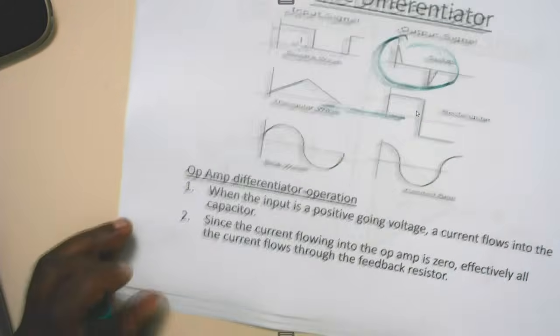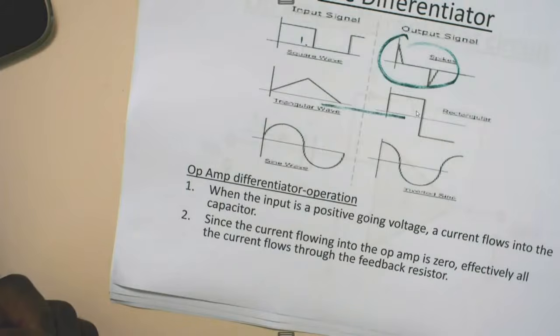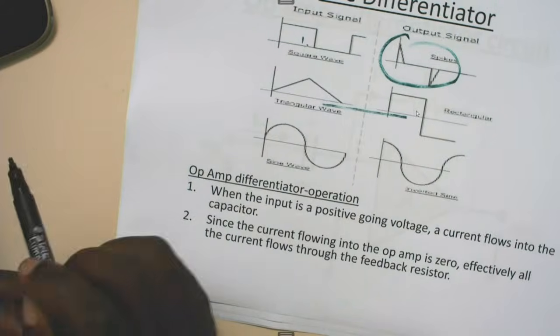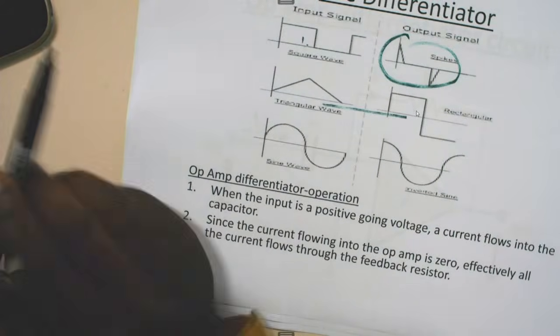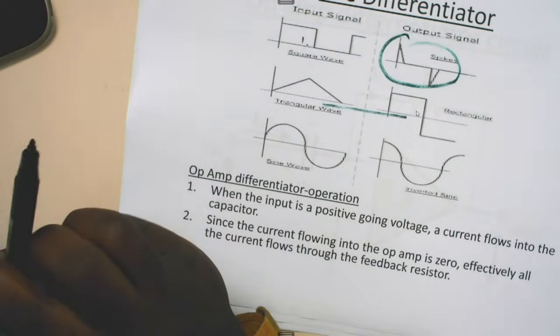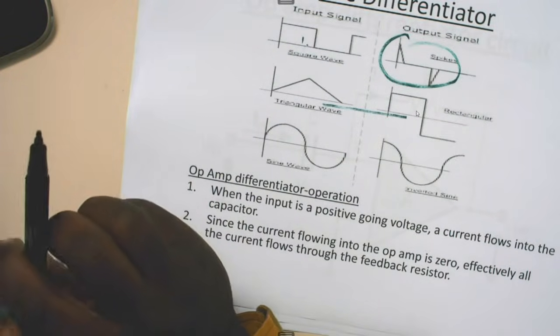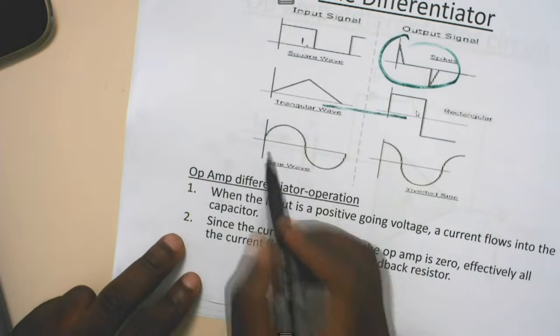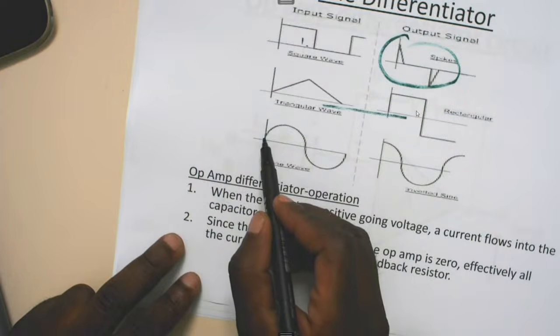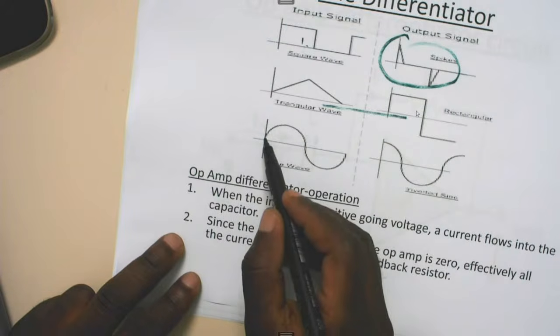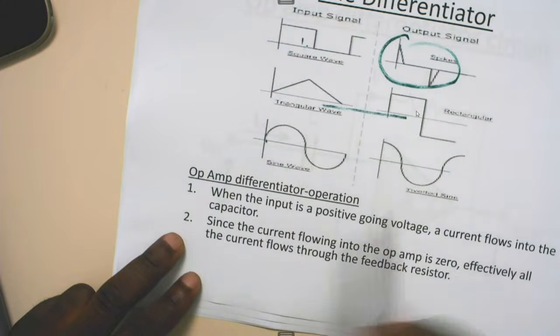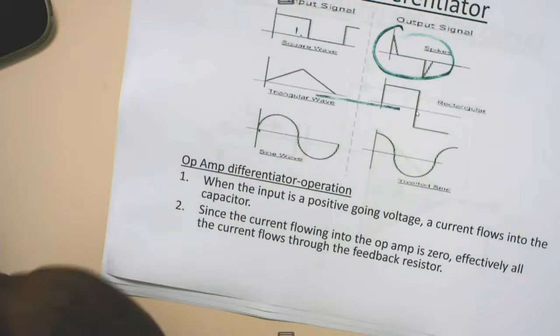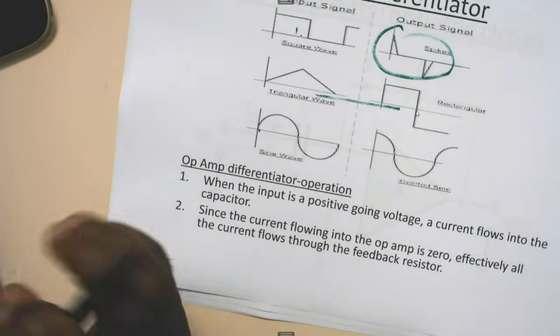So let us go to the last one, the sine wave. Normally if you've got a sine wave, your output will still be a sine wave, but with a phase difference of 90 degrees in this case. So as you can see, where this wave starts on the input, it starts down at 0, then here it starts up there at 90. So there's a phase difference of 90 degrees.